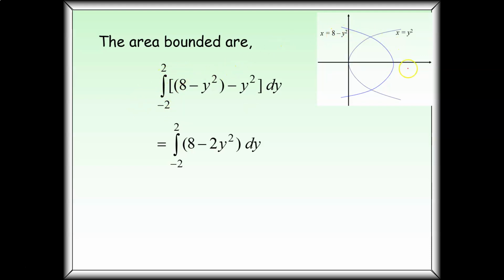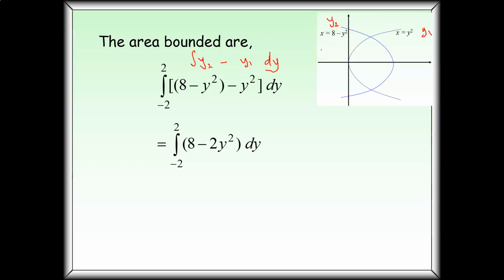Start with yang luar ni akan tolak yang ini. Okay, 8 minus y square minus lagi yang y square. Sebab dia asalnya macam ni kan, y2 minus y1 dy. This is the formula kalau tengok tadi. Integration of y2 minus y1. So your y2 adalah yang ini. This is your y2. This is your y1.